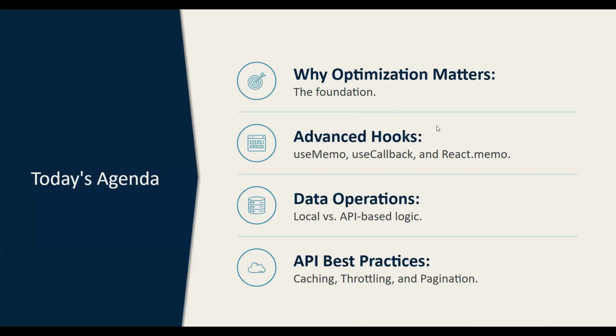Okay, so this is going to be the agenda for today's session, where we're just going to be talking about why optimization matters, and then some advanced hooks with useMemo, useCallback, and React.memo, and then we'll take a look at data operations, comparing local logic versus API-based sort and search, and then we will take a high-level look at some best practices for APIs that involve caching, throttling, and pagination.